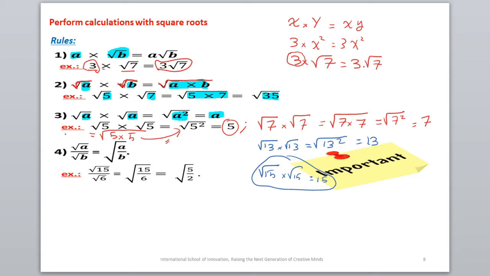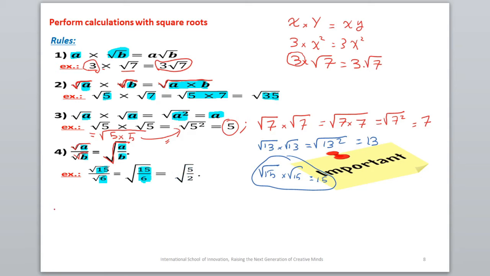Number 4, radical A over radical B is equal to radical A over B. So it's the same as multiplication. We combine this radical and this radical into one big radical, and we write A over B. So radical 15 over radical 6, for example, is equal to radical 15 over 6. That is, 15 over 6, if you simplify, you will get radical 5 over 2.